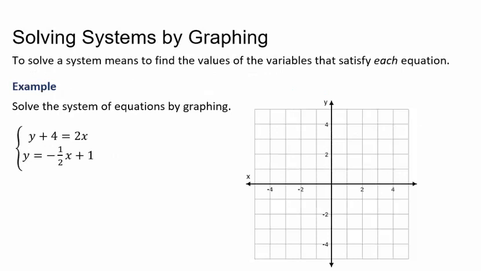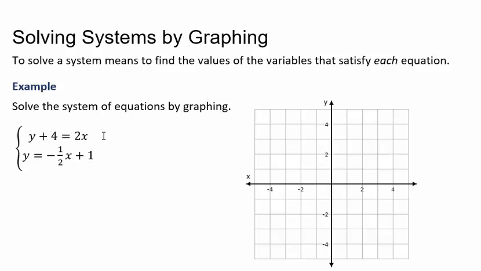So if I'm given a system of equations, sometimes I want to figure out the solution or solve the system. And to solve a system means to find the values of the variables that satisfy each equation. So we're given this system, y plus 4 is equal to 2x, and y equals negative 1/2 x plus 1. And we want to solve this system by graphing.